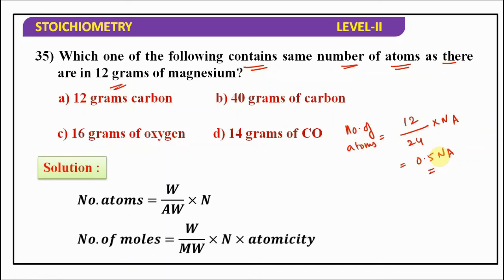And if it is a molecule, then you have to multiply with atomicity also, like CO, right? So if you do it, you will get 14 grams of CO as the answer, which also consists of the same number of atoms as that of 12 grams of magnesium. Hope you understand. Is it clear for you? Right?